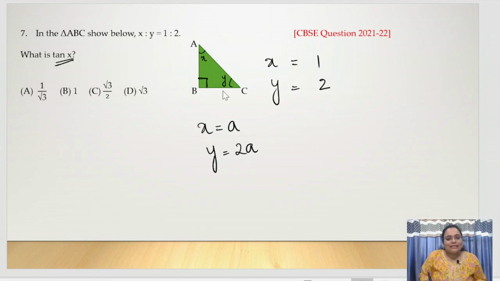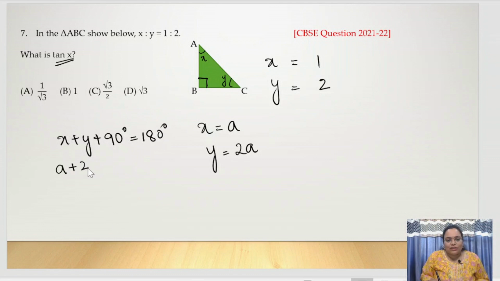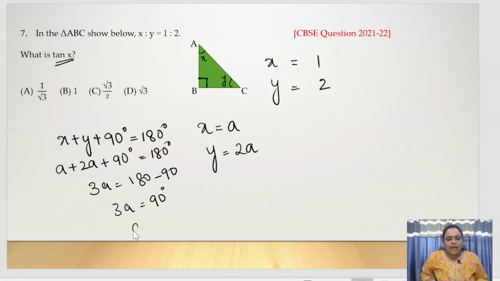Now we know that sum of the angles is 180 degrees. x plus y plus 90 degrees, because this is 90 degrees, is equals to 180 degrees. So a plus 2a plus 90 degrees is equals to 180 degrees. 3a is equals to 180 minus 90. 3a is equals to 90 degrees. A will be 90 by 3, which is 30 degrees. You will get A is equals to 30 degrees.